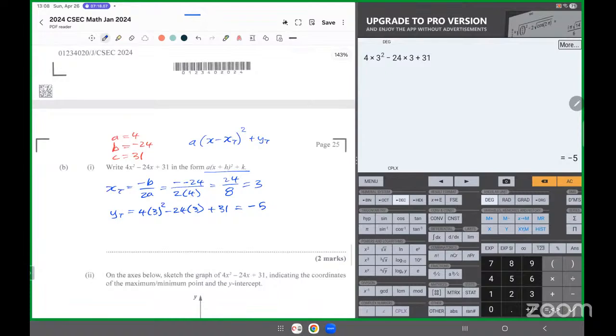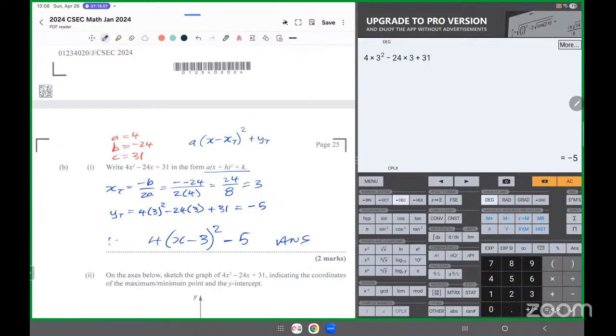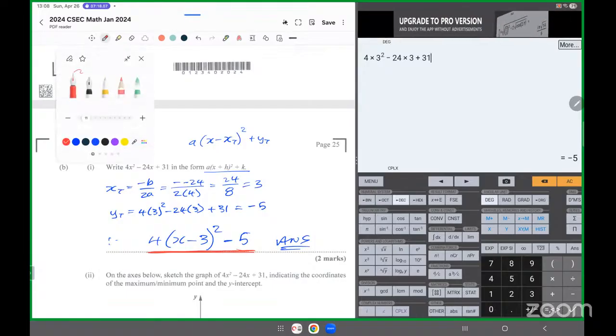So the function then becomes this. Therefore the a is 4, into x minus the xt, which is 3. Don't forget the square, and plus yt, which is negative 5. That's your answer for the expression. This thing is the answer for the expression. That's the expression right there. All right? Expression done.